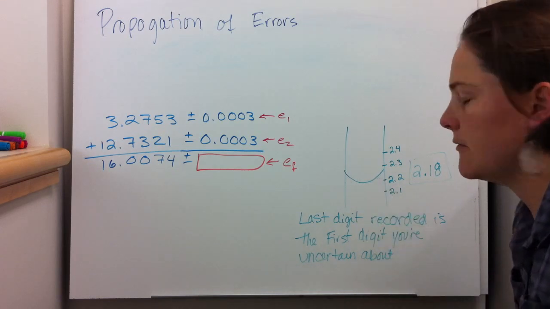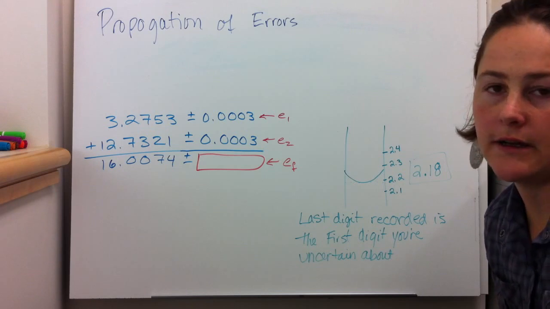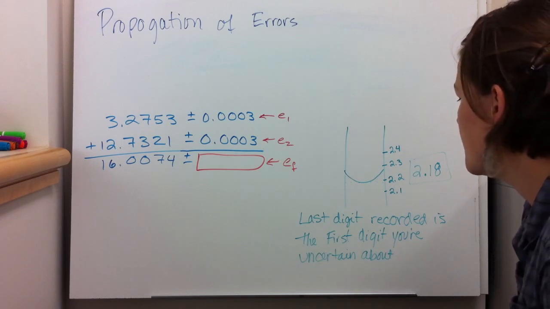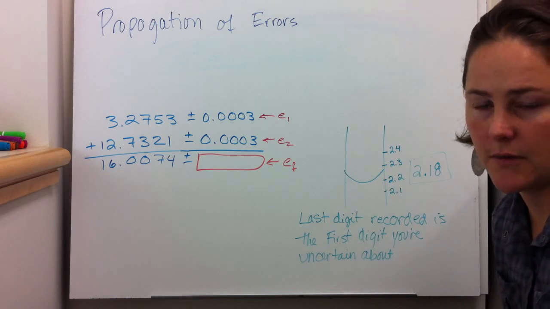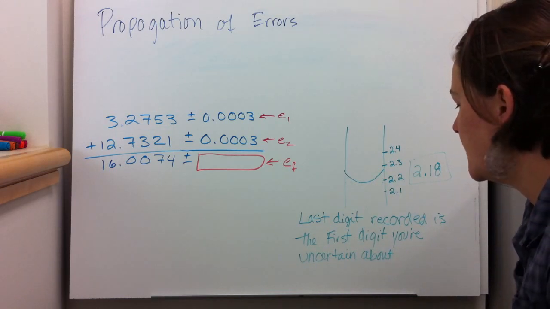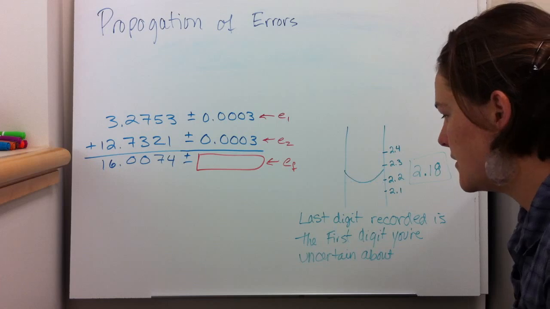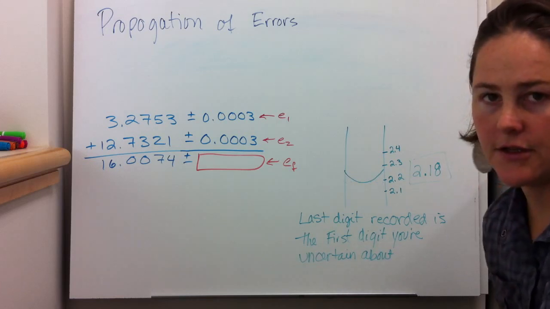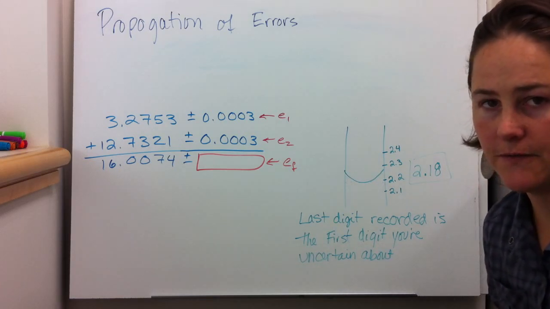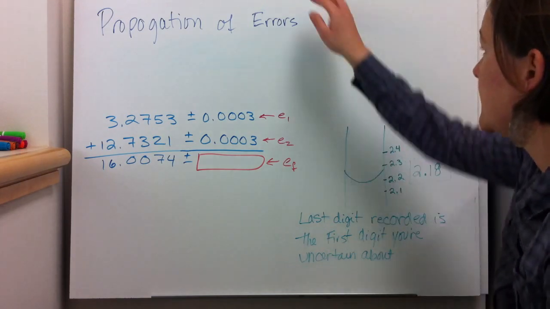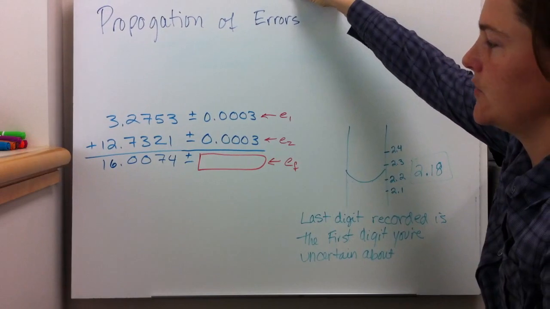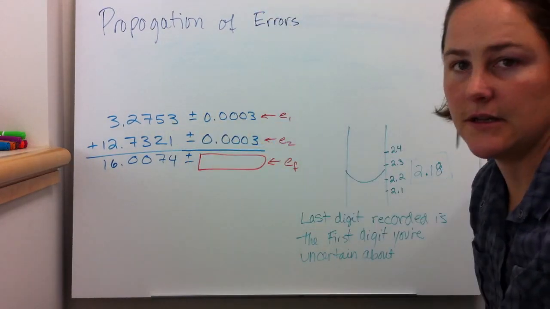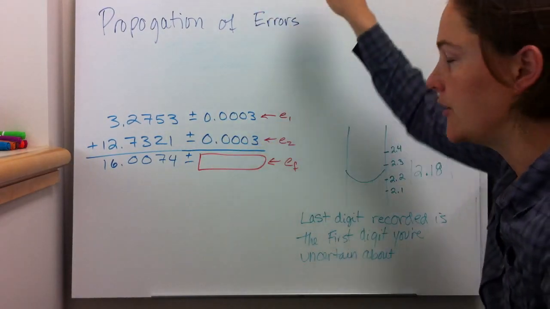That the measurement is 2.18, but you might say 2.19. But that is the last digit because I'm uncertain about the last digit. So the rule is that the last digit that you record is the first digit that you are uncertain about when you're making measurements. And so that's actually even true of balance measurements. That last digit is somewhat uncertain.